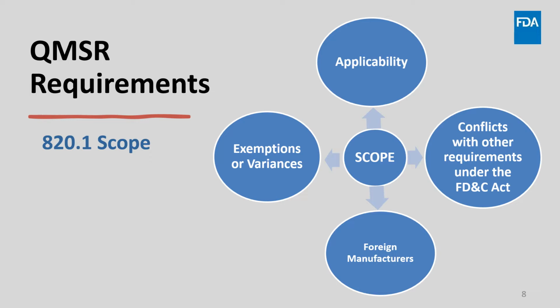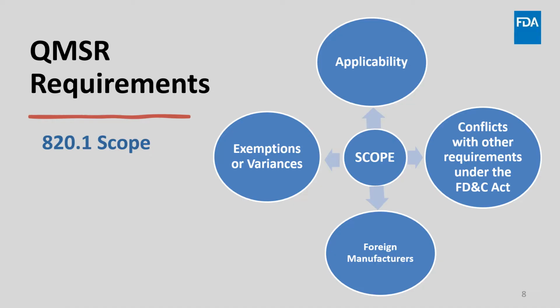The scope addresses the applicability of the QMSR. Specifically, it applies to all finished devices intended for human use. It further clarifies its applicability by providing examples of functions performed by manufacturers that will subject them to the QMSR, including contract sterilization, installation, relabeling, and specification development.